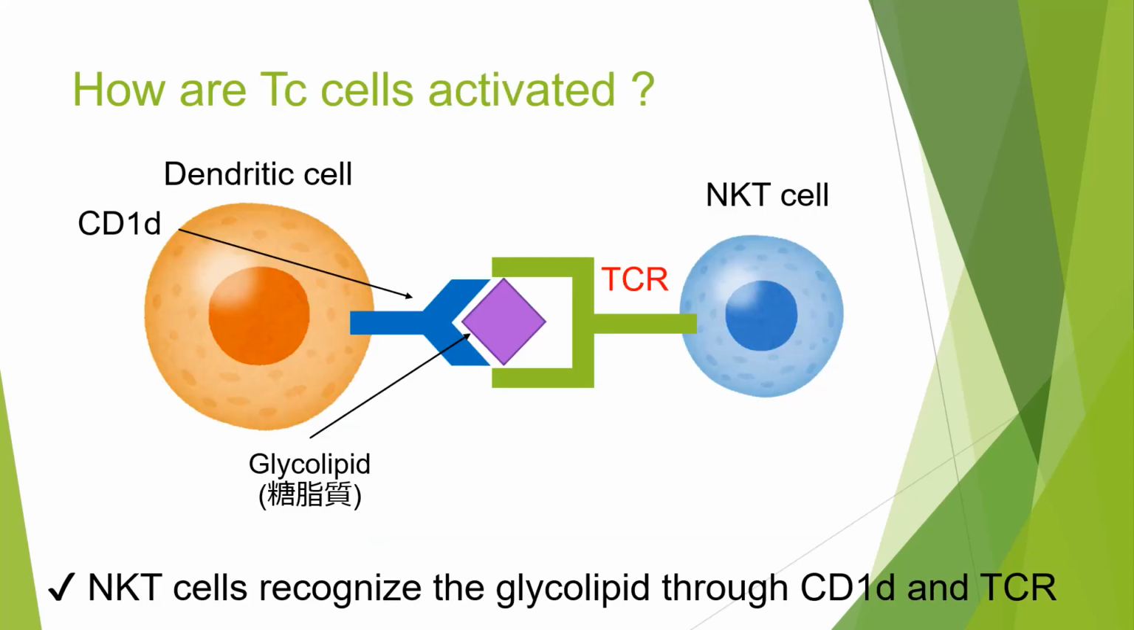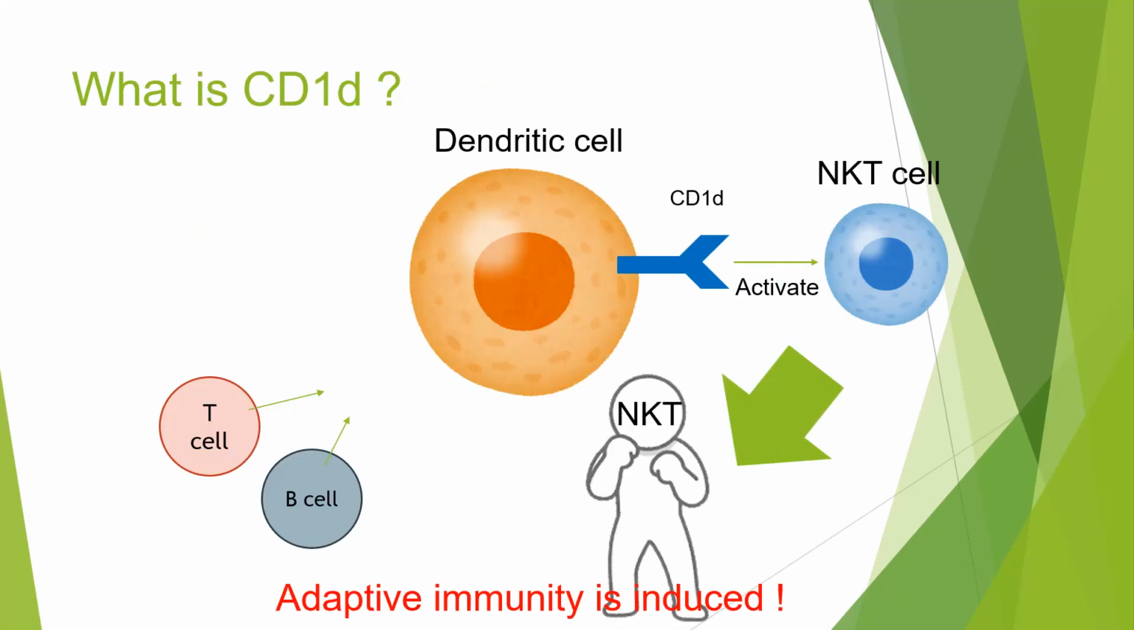So how are NKT cells activated? The mechanism by which NKT cells are activated is this. NKT cells are activated via glycolipids in the CD1D of dendritic cells and the TCR of NKT cells. CD1 is a membrane protein on antigen-presenting cells, such as dendritic cells and B cells, that presents non-peptidic antigens. Among them, CD1D is responsible for presenting glycolipids to NKT cells.